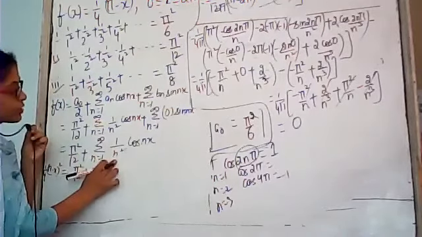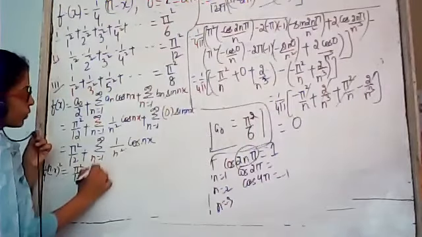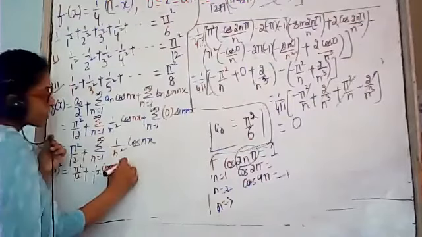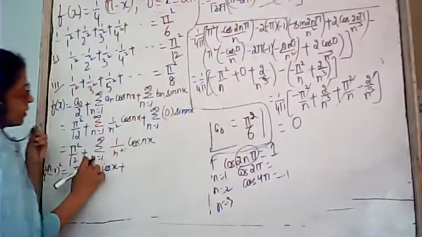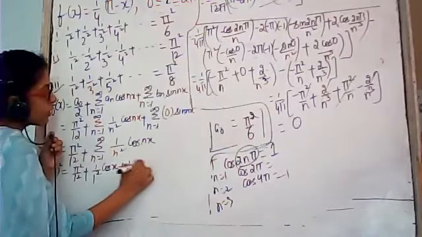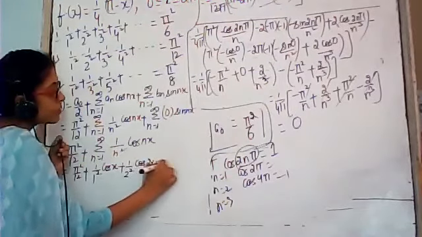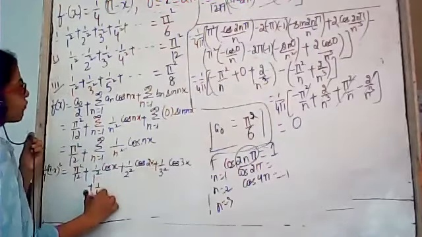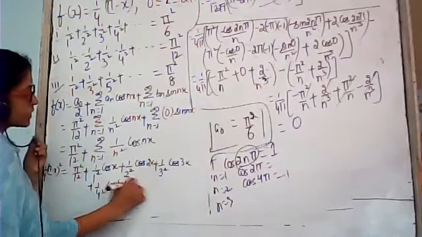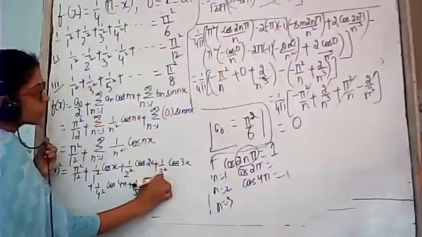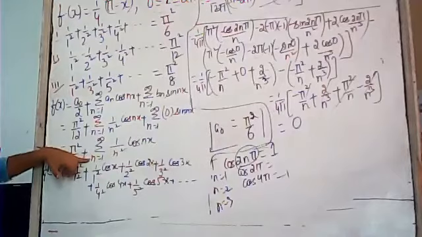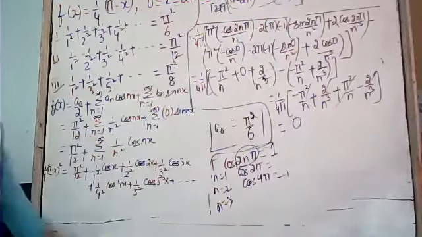First of all, put n is equal to 1. If we put n is equal to 1, it will become 1 upon 1 square into cos x. Summation means addition of all the terms. N is equal to 2: 1 upon 2 square into cos 2x plus 1 upon 3 square cos 3x plus 1 upon 4 square cos 4x plus 1 upon 5 square cos 5x and so on up to infinity. Why infinity? Because this summation is from 1 to infinity. Okay beta.